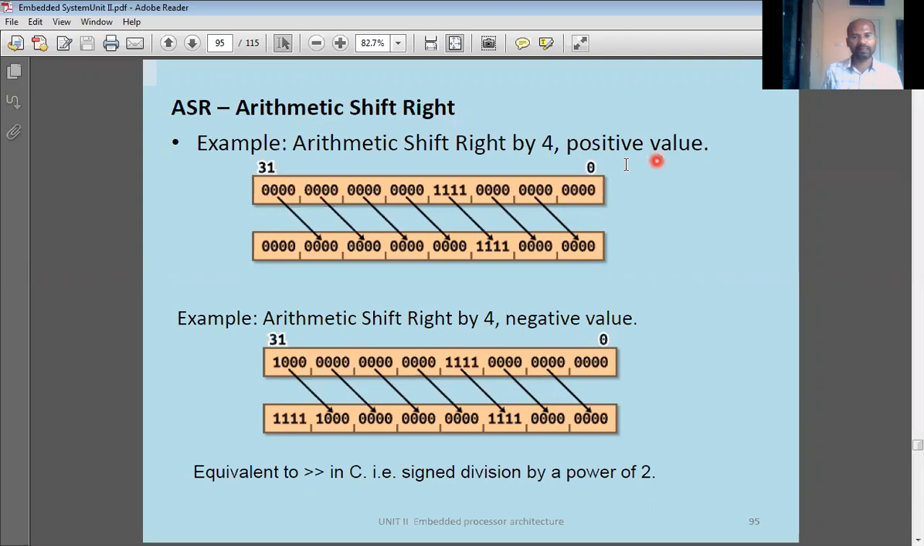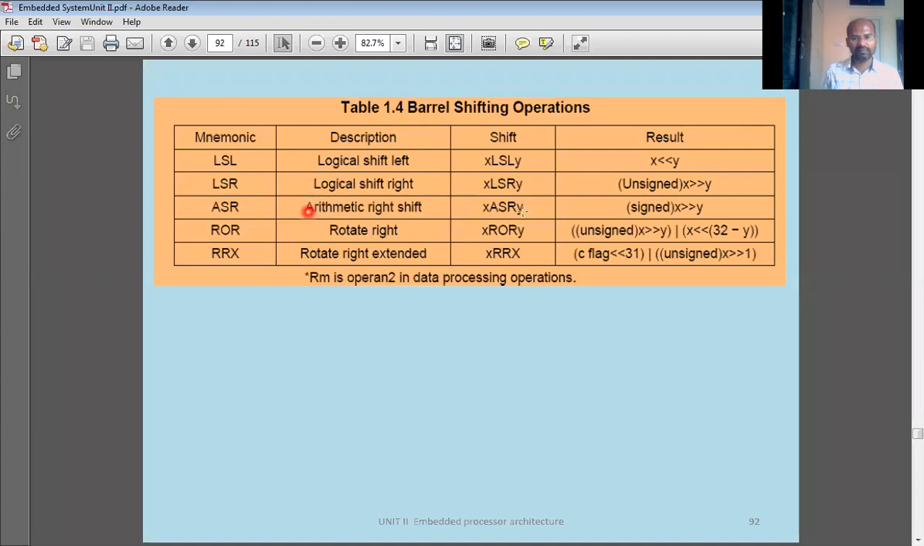Now see, ASR, if you look at this ASR, it may be a signed number. Okay, arithmetic shift right, or arithmetic right shift. It applies on X where X is allowed to be signed. Where X is signed means it may be a positive number or a negative number. Okay, arithmetic shift right applies on X where X is a signed number, which means you can have a positive number or a negative number.